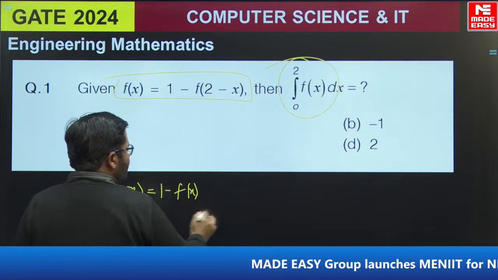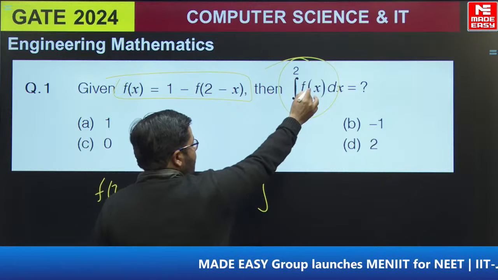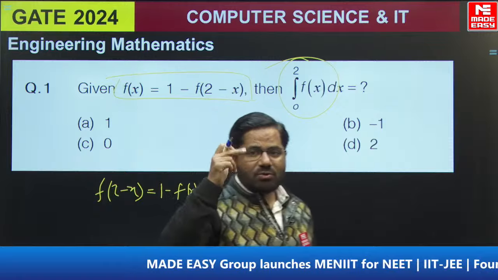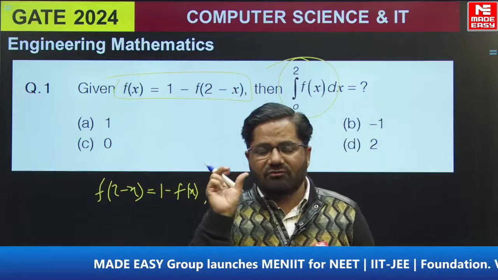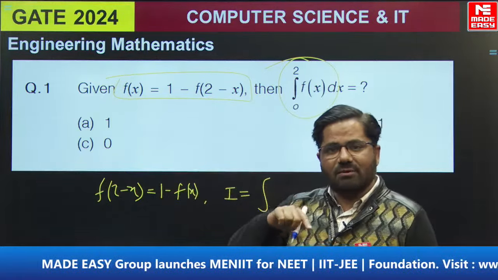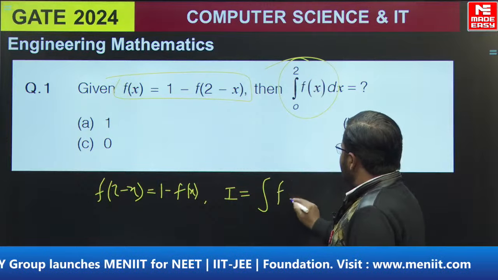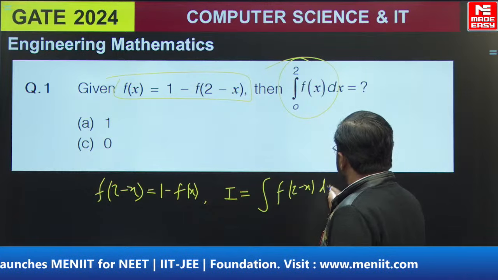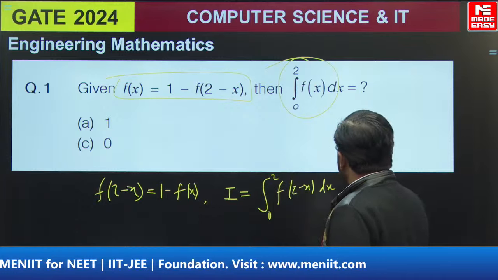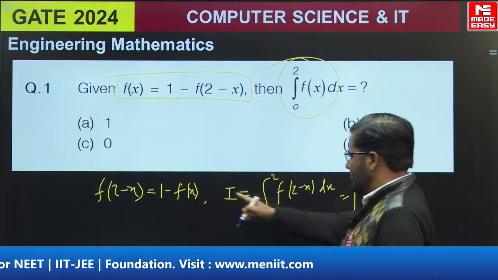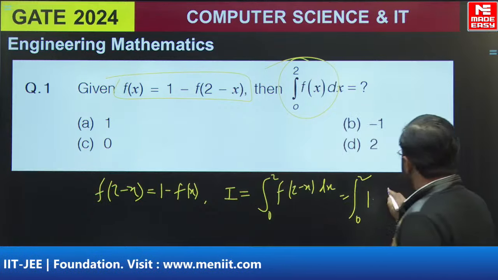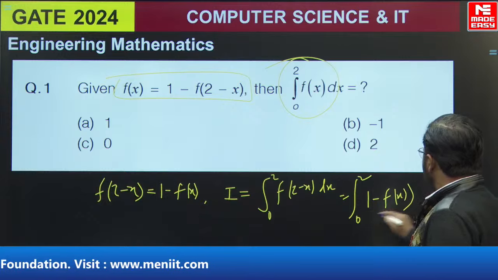it is given in the question. Now integration of this one, बेटा इसकी एक प्रॉपर्टी होती है, integral a to b f(x) dx equals to integral a to b f(a plus b minus x) dx, means x can be replaced with a plus b minus x. a equals to 0, b equals to 2, so we can write it as f(2 minus x) dx और 0 से 2, but f(2 minus x) की वैल्यू क्वेश्चन में दी हुई है 1 minus f(x), तो ये आ गया 1 minus f(x) into dx.